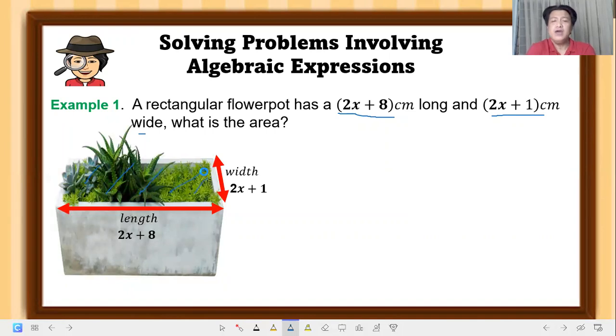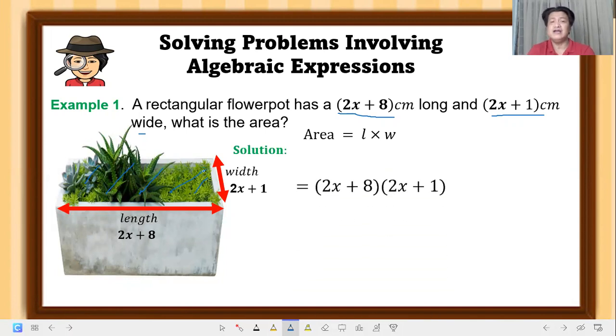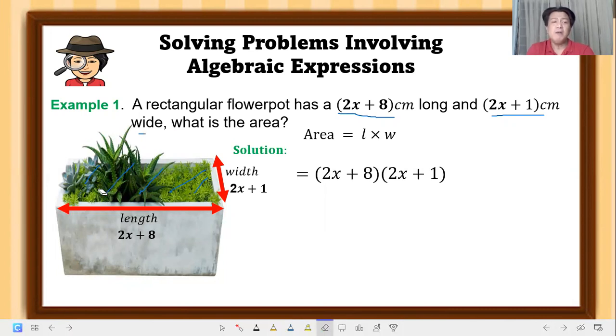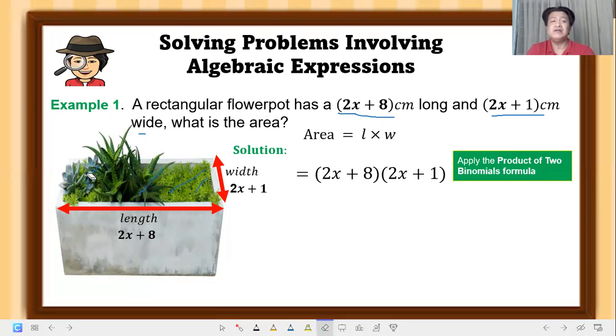And then, we have to use the area or the length times width for the rectangle. And then, we have to write the solution. Just simply substitute lang natin. 2x plus 8 times 2x plus 1. Okay, kung mapapansin natin, di ba, ito po yung discussion natin about the product of two binomials. Kaya nga, kailangan natin ma-recall yung special products formula. So with that, ano ba yung formula natin dyan? Okay, ito po yung formula natin.